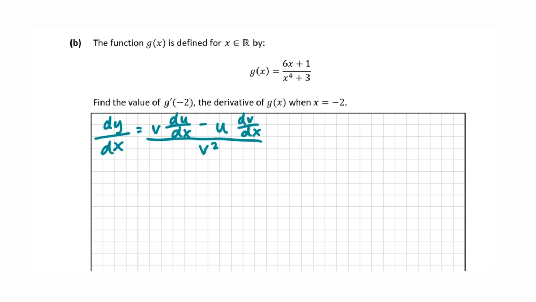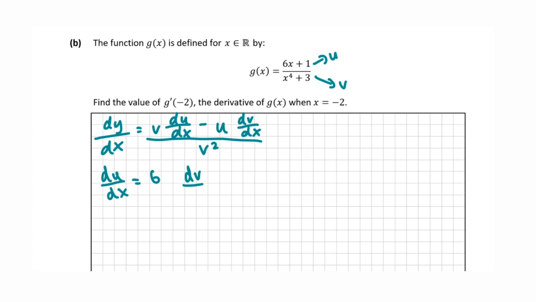So now that we have our formula, to start subbing in, we need to figure out what some of our terms are first. So first of all, if we try and figure out what du/dx is, looking at our fraction, our numerator is going to be u and our denominator is going to be v. So du/dx is going to be differentiating our numerator, and differentiating 6x plus 1 will just leave us with 6, because we drop the x and then our constant goes to 0.